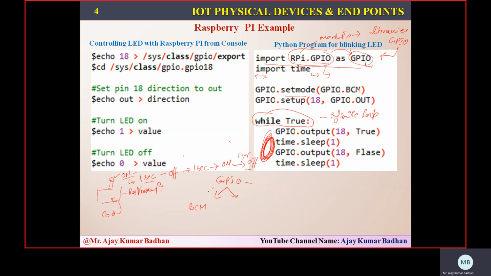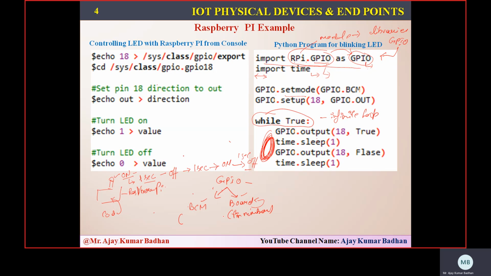Another system it supports is called BOARD. And BCM and BOARD, any one can be used at a time. Both systems we cannot use together; among these two, only one at a time we can use. So if we talk about BOARD here, we can directly give pin numbers.